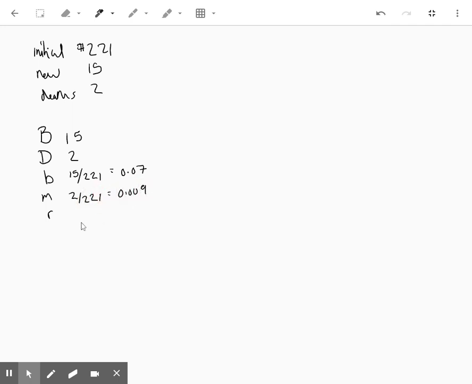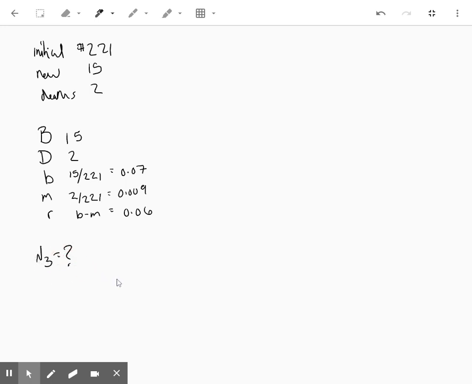0.009. And then to get our per capita rate of increase, that will be our per capita birth rate minus our per capita death rate, which would be equal to 0.06 if we round. Okay, and then I go on to ask what the population size will be in 3 years.